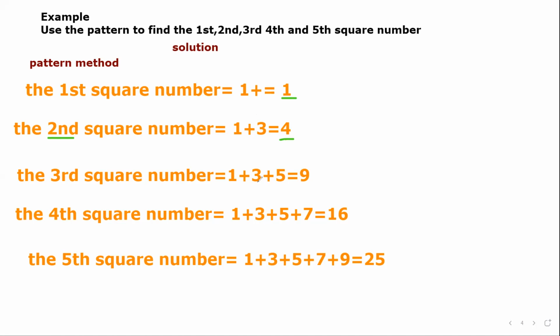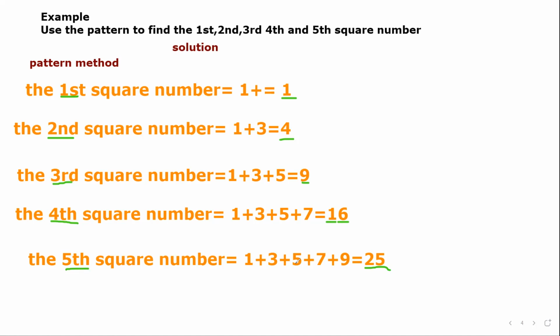The third square number is obtained by adding the first 3 odd numbers to get 9. Then the fourth square number is obtained by adding the first 4 odd numbers, and we get 16. The fifth square number is obtained by adding the first 5 odd numbers, and you get 25. So if you want to use the pattern method to find other square numbers, like the 10th square number, you add the first 10 odd numbers.